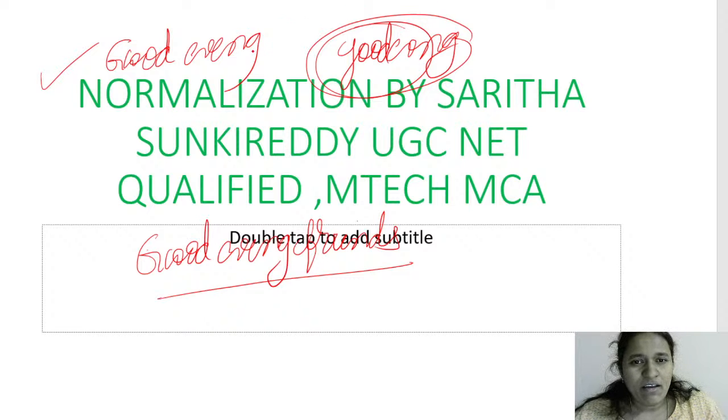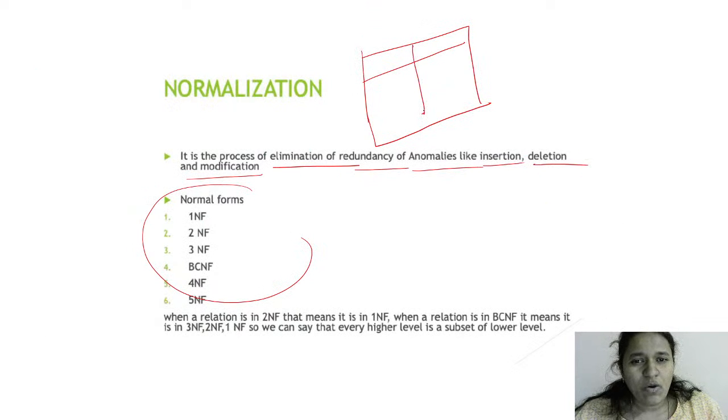We already saw that in the database we store the data in the form of relations, right? If any redundant data is there, then every time there is a need of deleting the same data in so many places and inserting the same data in so many relations. That's why we need normalization, to eliminate the redundancy.